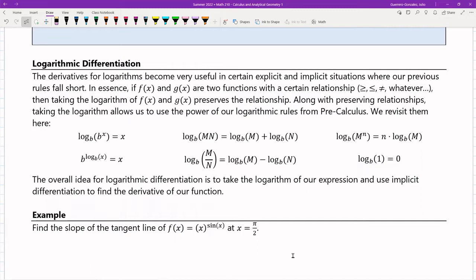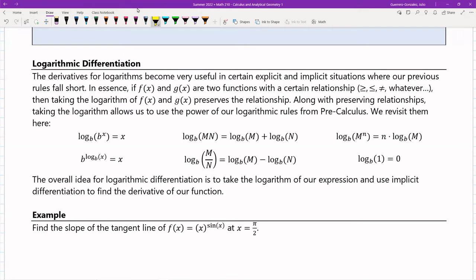I know that section was pretty difficult for people, but it's very helpful when we have to take derivatives of things that we really don't have rules for, okay? So the big part about logarithmic differentiation is that it doesn't matter what sort of functions or what values you have. If you take the logarithm of two functions or two values, they preserve order, they preserve a relationship.